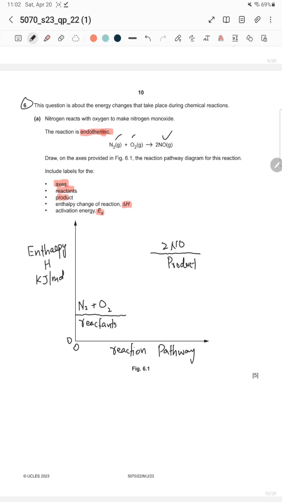Now you have to show the enthalpy change. Whenever you represent delta H, the tail must be towards the reactant and the head must be towards the product. So this is delta H equal to positive. Positive means this is an endothermic reaction. Now talking about the activation energy, this is the energy of the reactant. So you will show a peak that starts from the reactant and ends on the product. This is the energy that is activation energy, represented with EA. So this is how you will draw the diagram.